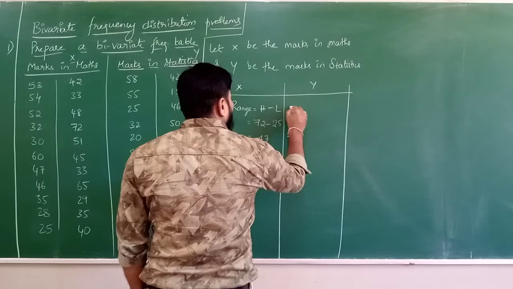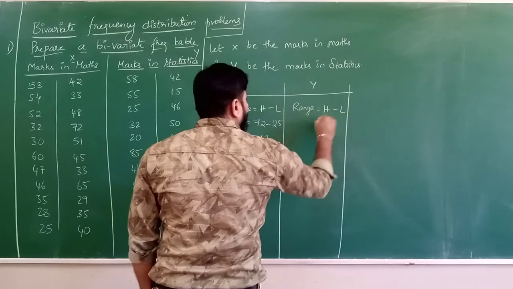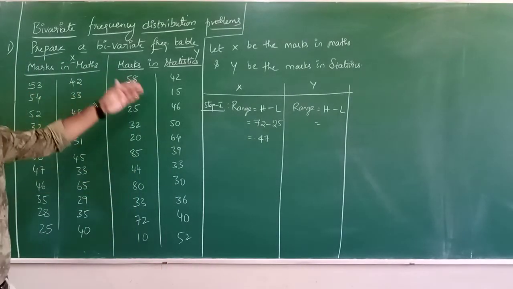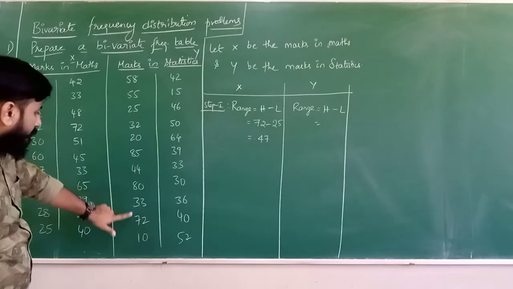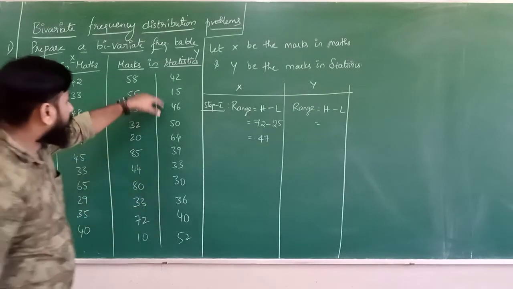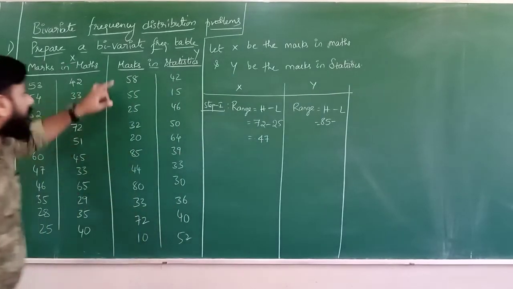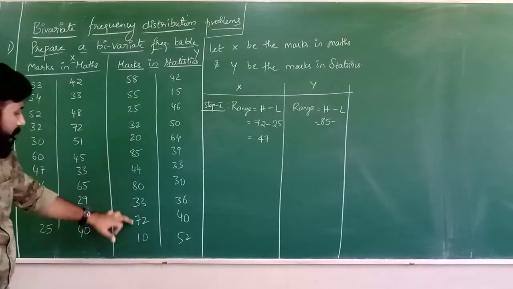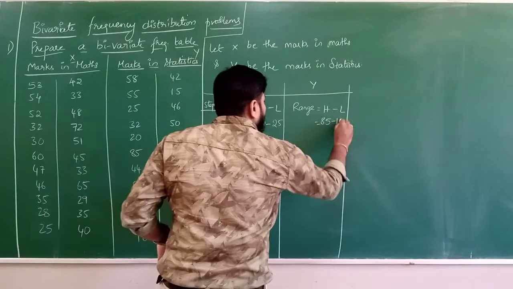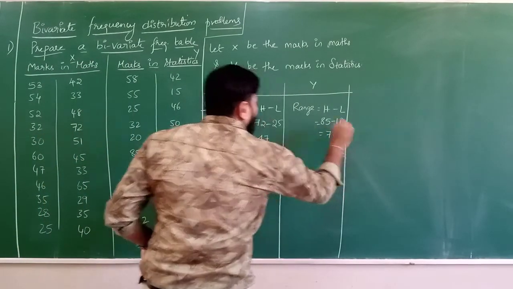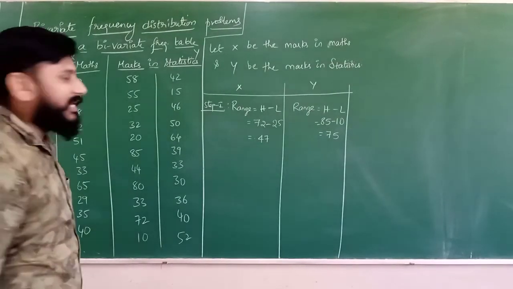Now the range for y. Check the y variable: the highest value is 85, and the lowest value is 10. So in the y variable, the range is 75.